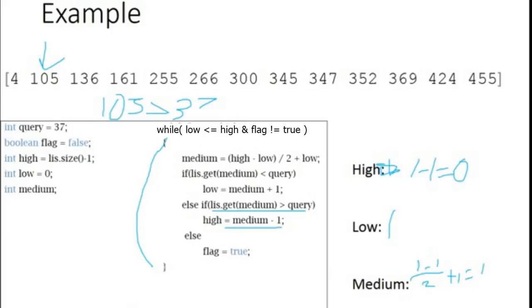We see that low is no longer less than or equal to high. It's actually greater than now. Hopefully you can see that, how 1 is greater than 0. So we exit the loop. Our flag is still false. So we know that we did not find it.